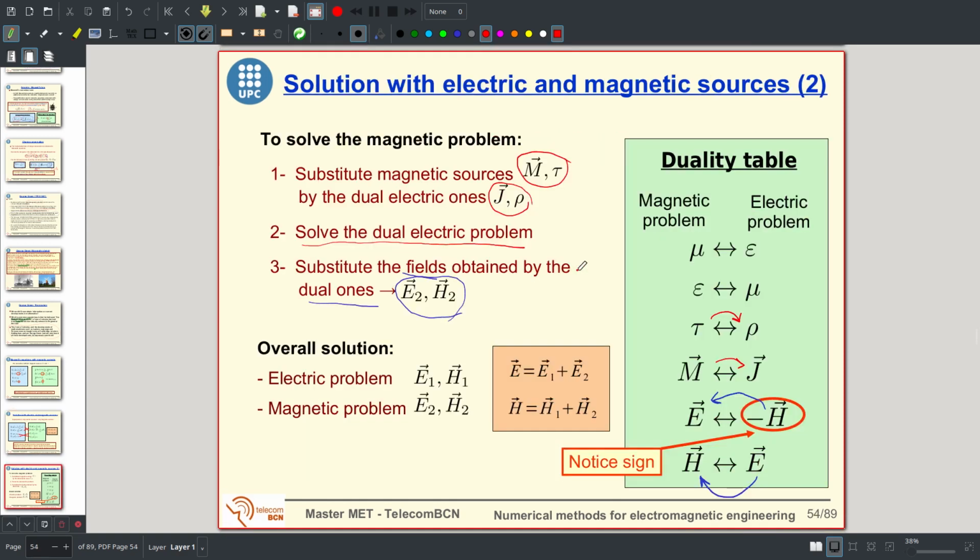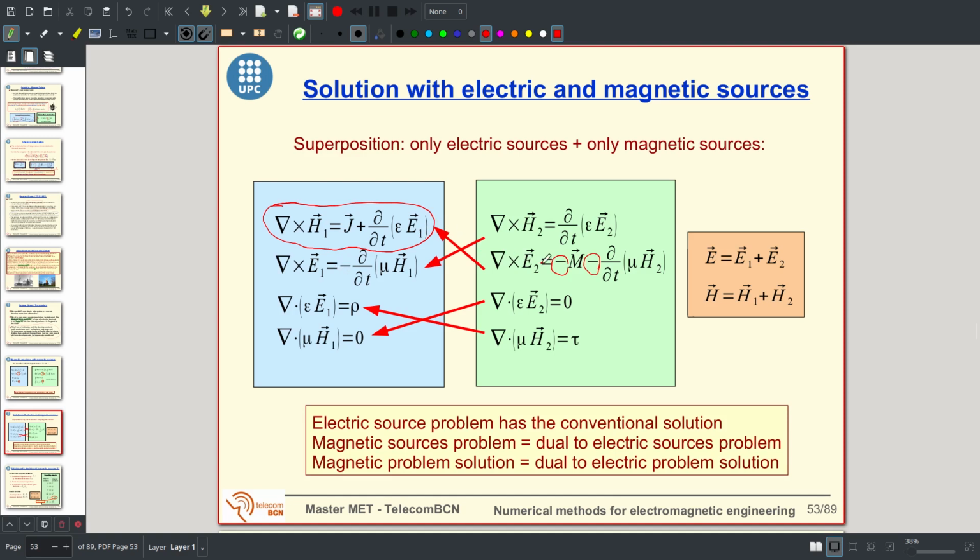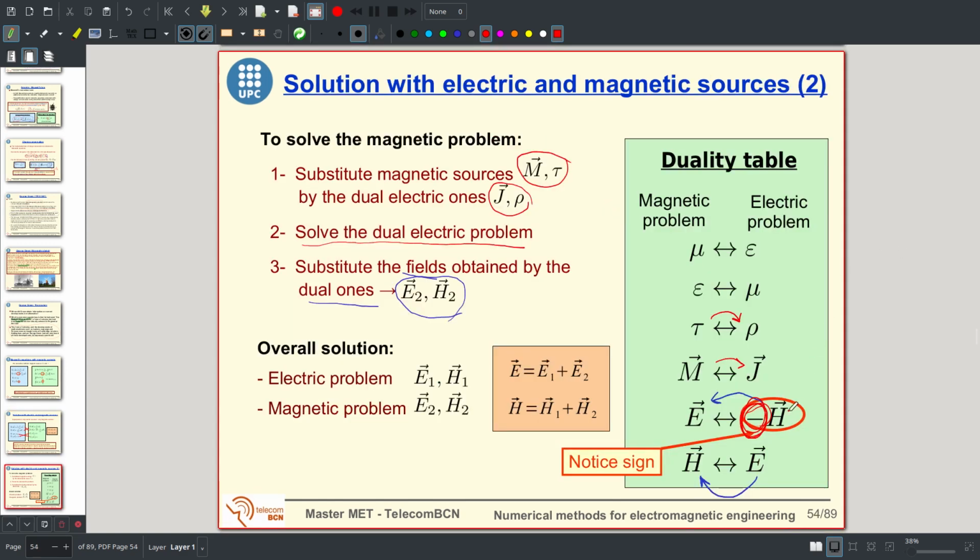So this minus sign here is very important because it is the minus sign that makes consistent the Faraday law of one problem with the dual Ampere-Maxwell law of the dual problem. Okay? For the others, there are no problems with signs here. In this case, we see the need of the minus sign. The electric field of the electric problem is replaced by the magnetic field of the magnetic problem, and the magnetic field of the electric problem, notice the minus, is minus the electric field of the magnetic problem, which we can see here. Okay?